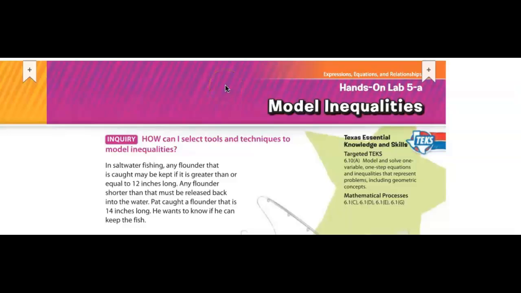Okay, so this is the notes video for Chapter 8, Lesson 5A, which is a hands-on lab. We need to be on page 633. Before we begin, I'm going to remind you of the rules.